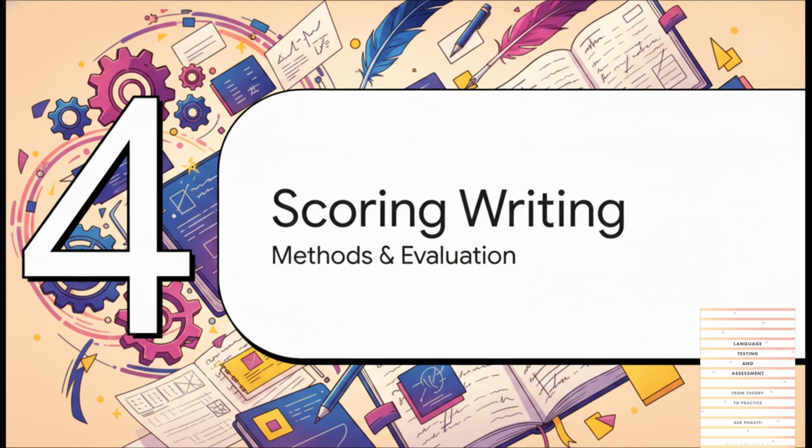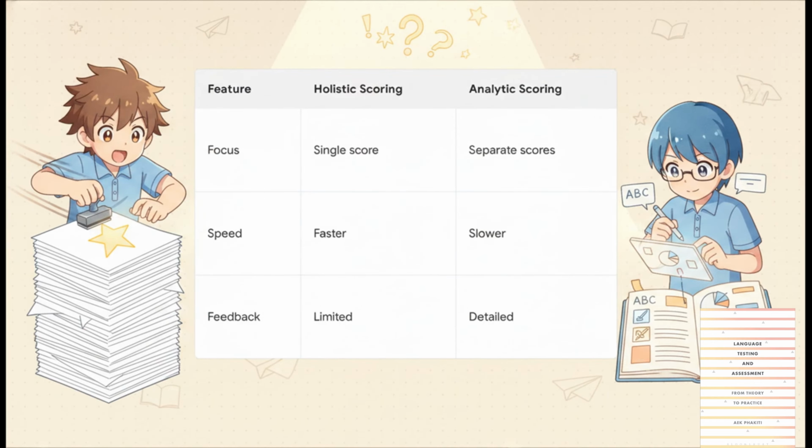This is easily one of the most critical and definitely the most time-consuming topics in Chapter 6. When it comes to methods, we generally have two main approaches, right? Holistic and analytic scoring. From a theoretical standpoint, which one is actually better? Well, better depends entirely on your context and your constraints.